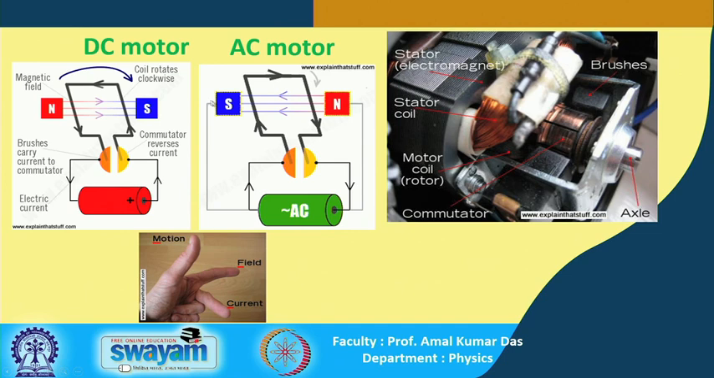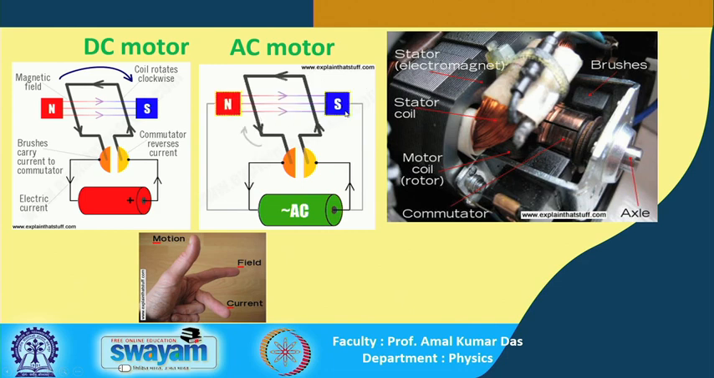Now, what will happen? Say current is flowing through this wire, and this is also AC current. For a particular position, you see this is north and this is south, and at that time current is flowing up in this side and down in this side. So whatever the torque direction you get.